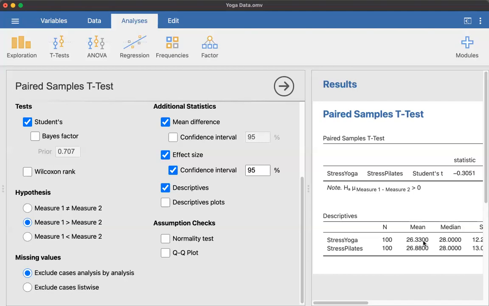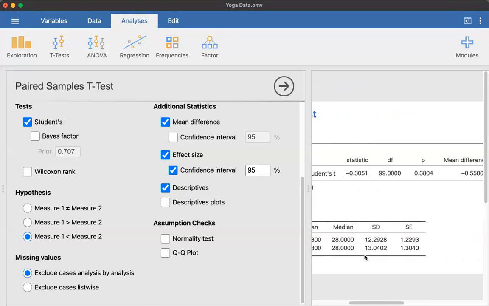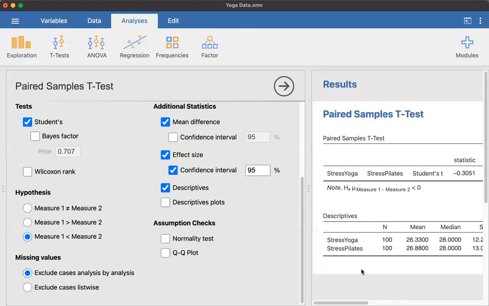So the idea is that if that's lower, then we're looking for a negative t-score. And you can see that the statistic is negative here. So if we had said that we thought that stress would be lower after yoga, then we would be looking for this negative, and we would actually want to click on our hypothesis that our measure 1, yoga, is lower than our measure 2. So you just want to make sure that you're matching that up correctly, because that's going to change your p-value.